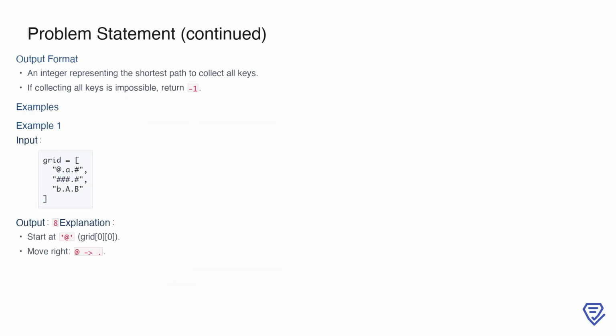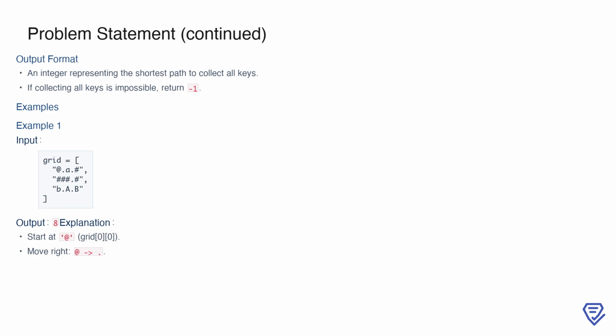The output of the problem is represented as an integer. This integer will be the shortest number of steps required to collect all the keys on the grid. If it turns out to be impossible to collect all the keys, your output should simply be -1.